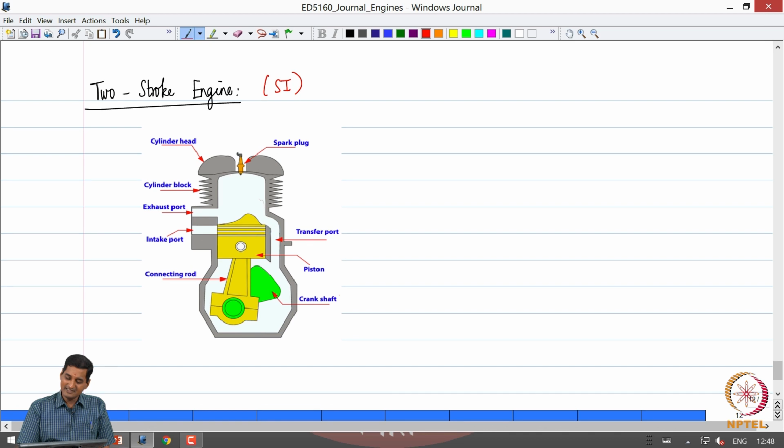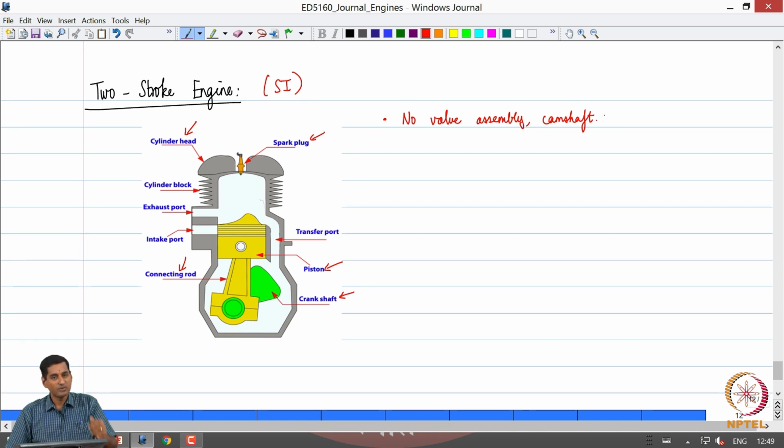The crankshaft is still there, the piston, the cylinder and the connecting rod are all still around. We still have the spark plug, we still have the cylinder head. However, what is missing is the valve assembly. So no valve assembly, no camshafts. As a result, no mechanisms for driving the camshaft, timing belts, gears and so on.